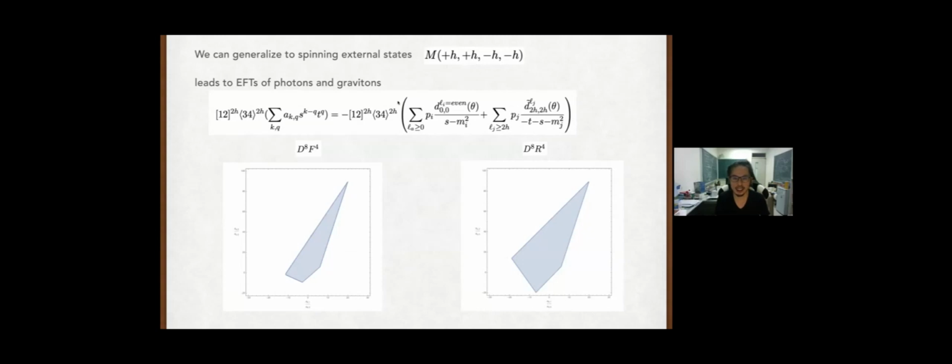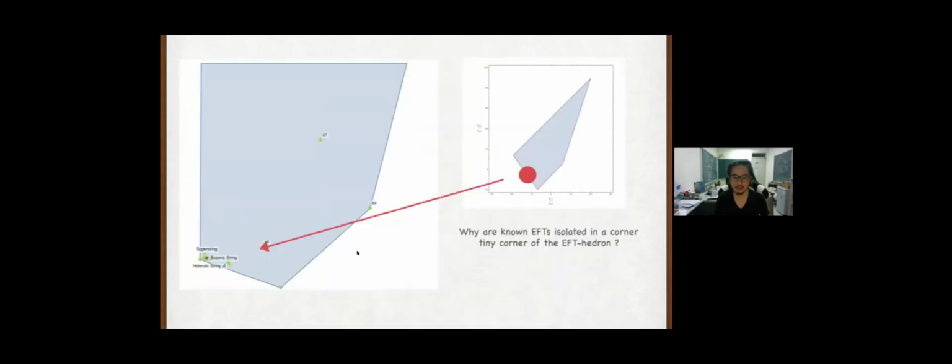You can see exactly the same thing if you impose, switching to, all of the story I said before also has similar applications when you have external spinning states, where instead of just scalars you have photons and gravitons. For example, this is the EFT space for the F^4 operator and the R^4 operator, and when you look at the explicit string theory solutions, they're sitting at a tiny boundary here. So one might ask: we have these nice inequalities that carve out the space, so why are the known EFTs isolated in a very tiny corner of the EFThedron?